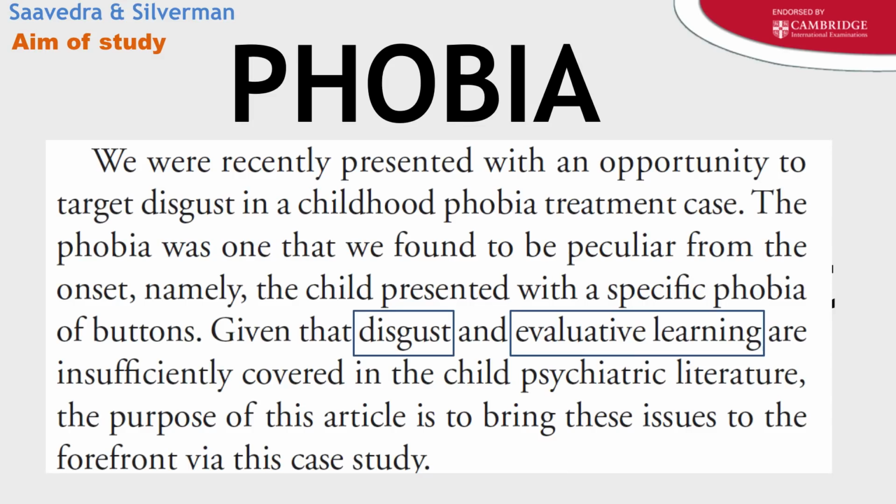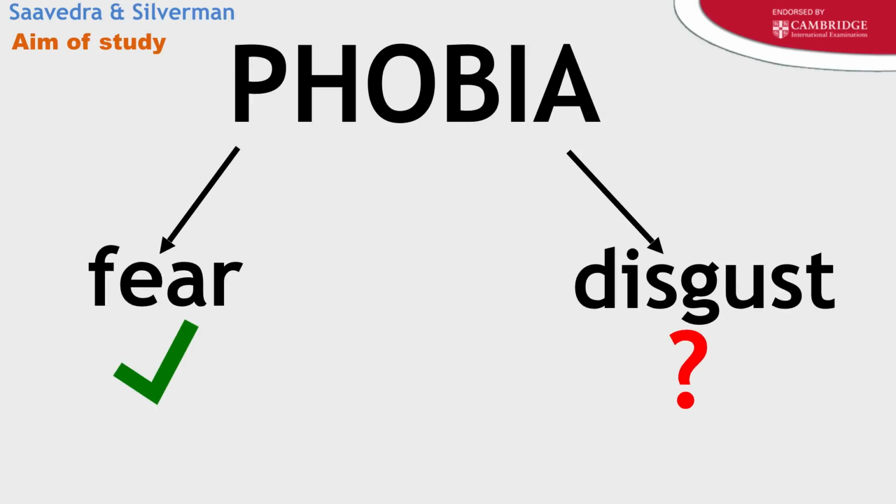The aim of the study is to look at the ignored emotion of disgust when talking about phobia. Usually when we talk about phobia, we think of an irrational fear or fear that paralyzes you and causes you to change your lifestyle. So here, the two new elements are, again, disgust and evaluative learning. So what role does disgust play in phobia development? And that is part of the aim of the study, is to investigate this in a case study.